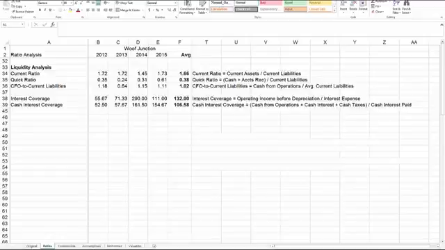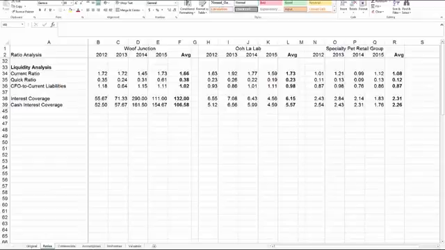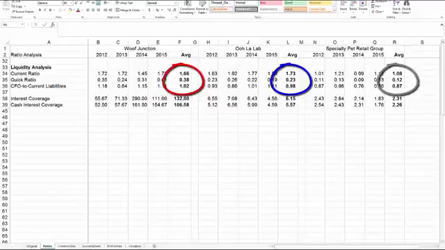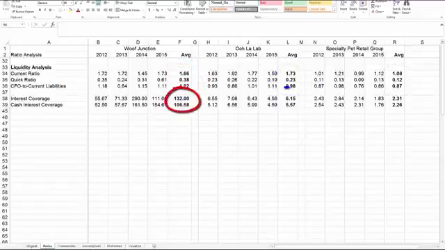We need to bring in our competitors. So let me unhide some columns here and bring up Oola Lab and the specialty pet retail group. And what we can see is the current and quick ratios are in line with what you see for Oola Lab and higher than the industry average as a whole. Same thing with the CFO to current liabilities ratio. So WOOF Junction looks like it's in really good shape in these ratios in its industry. And then when you look at interest coverage and cash interest coverage, it's way in excess of what you see for Oola Lab and the industry as a whole, indicating that WOOF is doing both a good job generating cash from running the business and controlling the amount of their interest expense.